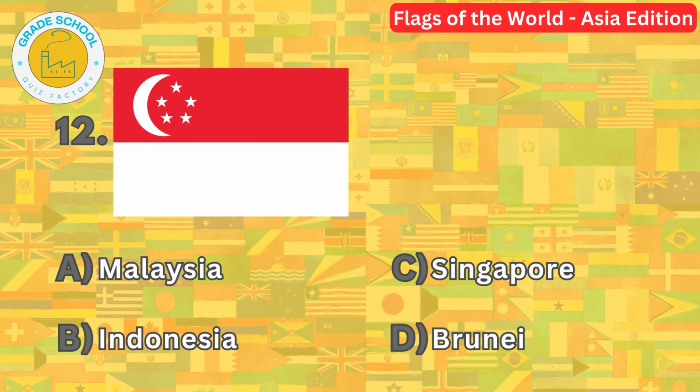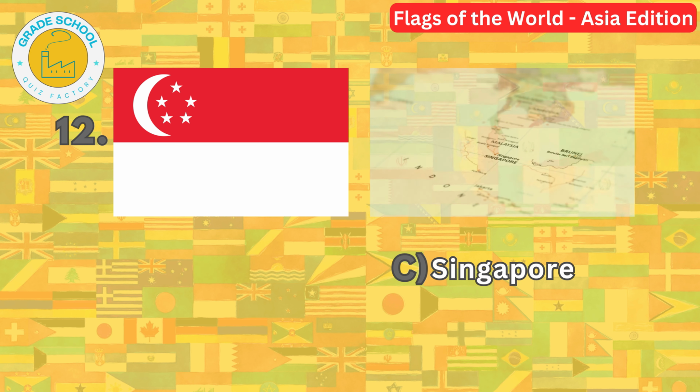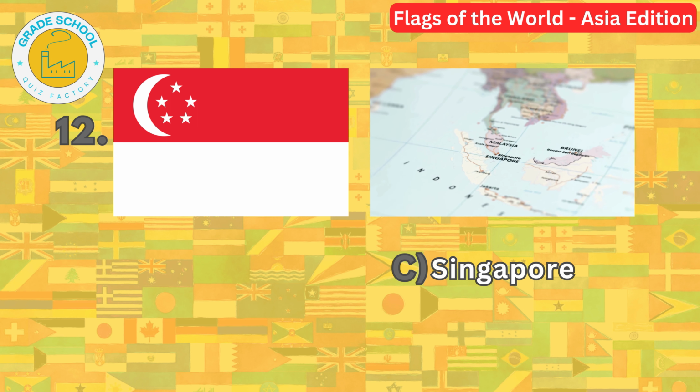Number 12. The correct answer is letter C. The flag of Singapore has 2 horizontal bands of red and white, with a white crescent and 5 white stars in the upper left corner.